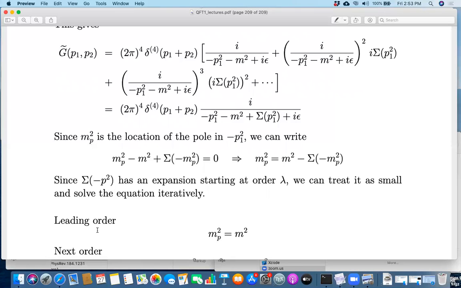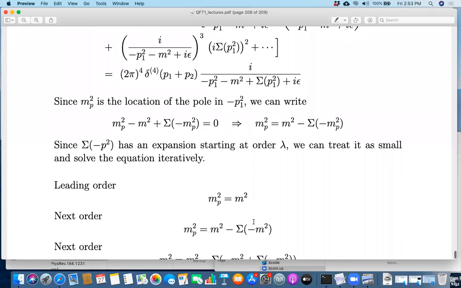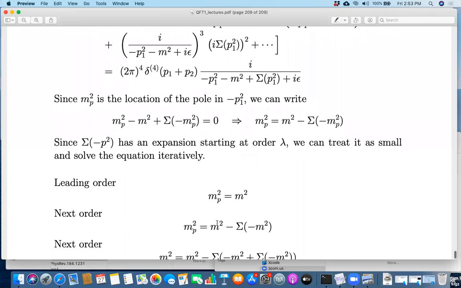So leading order solution is mp square equal to m square. Okay, which is of course not a surprise, right? Because if you are doing perturbation theory, then the leading order better be what you were calling the mass of the particle earlier, in the free Klein-Gordon theory. So leading order mp square equal to m square. Next order mp square equal to m square minus sigma. Here mp is unknown, but we'll substitute for mp the leading order solution, so mp square equal to m square. So in the next order it will be mp square equal to m square minus sigma of minus m square.